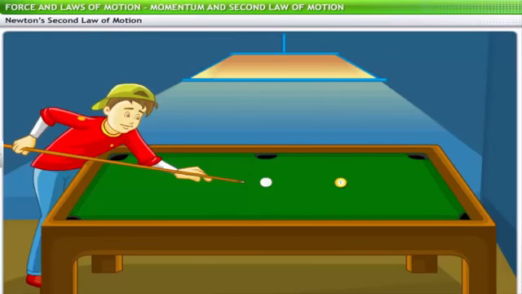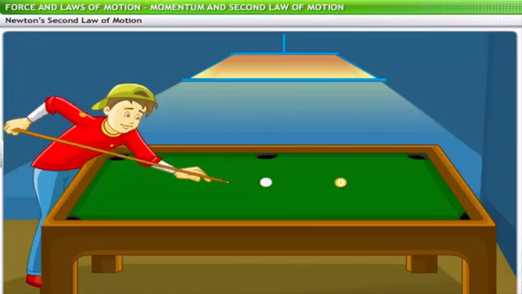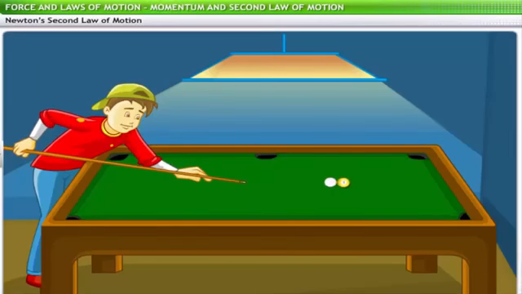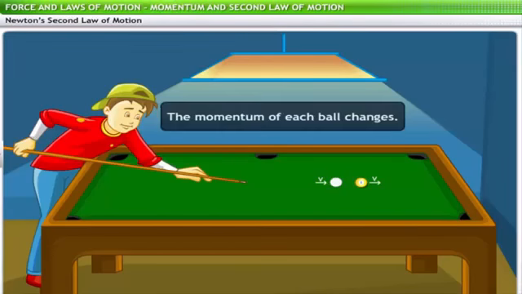Observe this billiard table. The yellow ball is at rest right now. However, when the cue ball hits the yellow ball, it is set into motion. After being hit, the cue ball moves with less velocity while the yellow ball moves with more velocity. Thus, there is a change in velocity of both the balls, that is, a change in their momentum. Additionally, the direction of motion of the yellow ball is the same as the direction of motion of the cue ball.